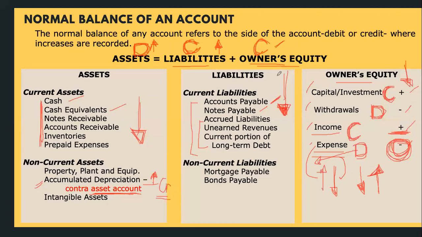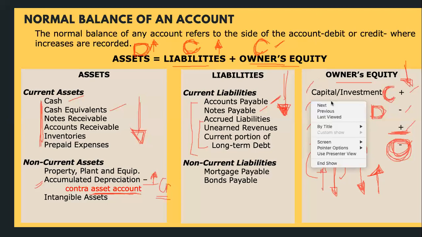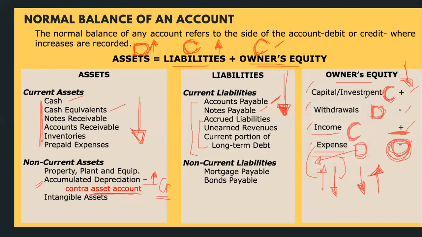So although owner's equity has a credit normal balance, its composition has its own different normal balances. For capital investment, the normal balance is credit. So every time you credit an investment or capital account, it will increase your capital investment account, and at the same time, it will increase your owner's equity. The withdrawals account has a normal balance of debit. If you debit a withdrawal account, it will increase the balance of withdrawals, but it will decrease the balance of owner's equity.